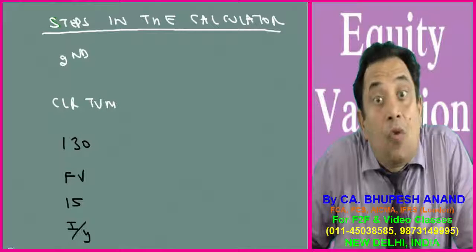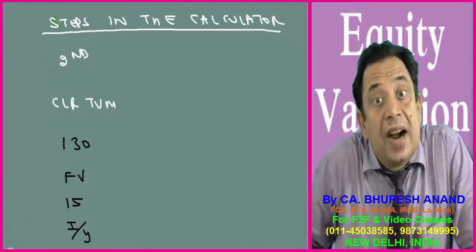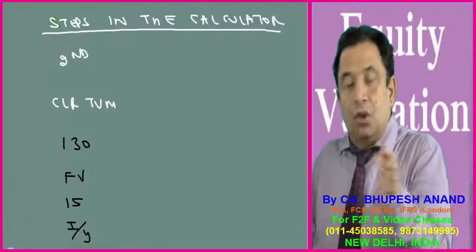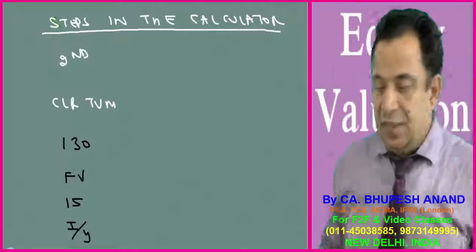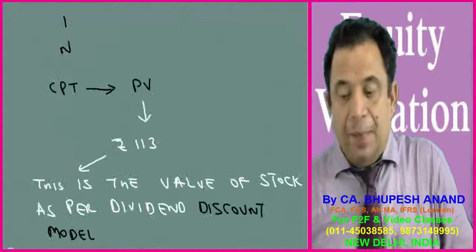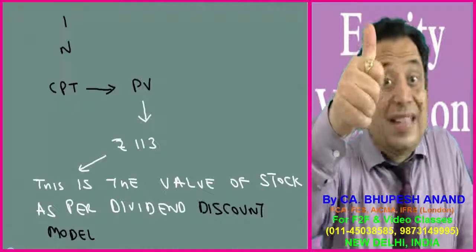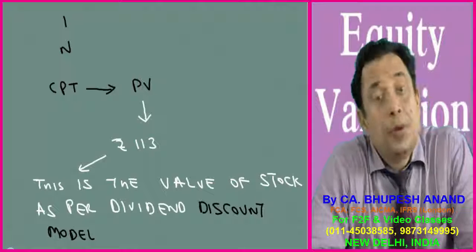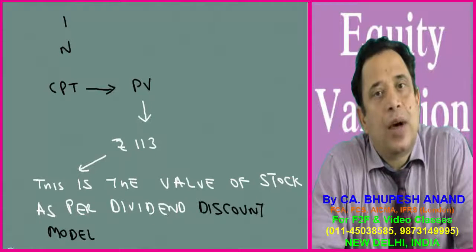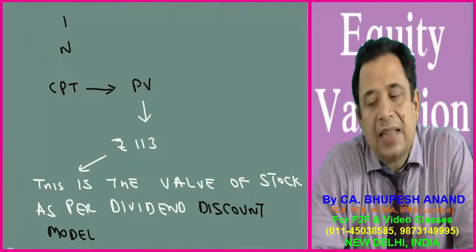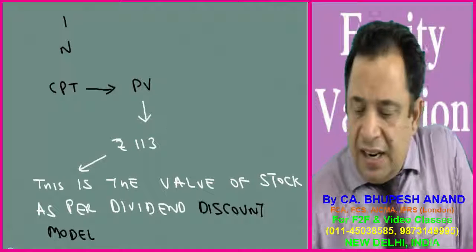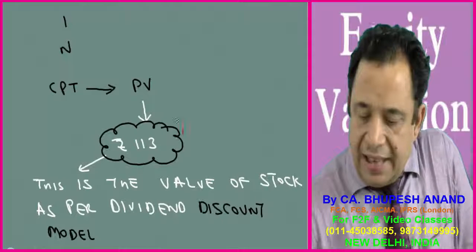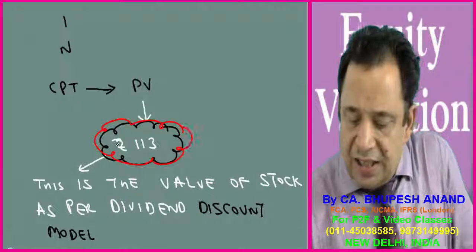130. Now how 130? 30 is the dividend and 100 is the sale price. So the future cash inflow is 130. 15 as interest, 15 as IY, and then 1 as N, because there is only year 1. Compute present value. So I am computing present value, and that is coming to 113 rupees.